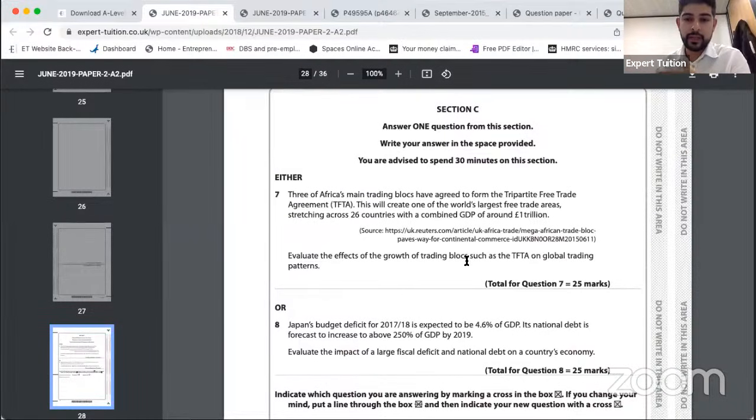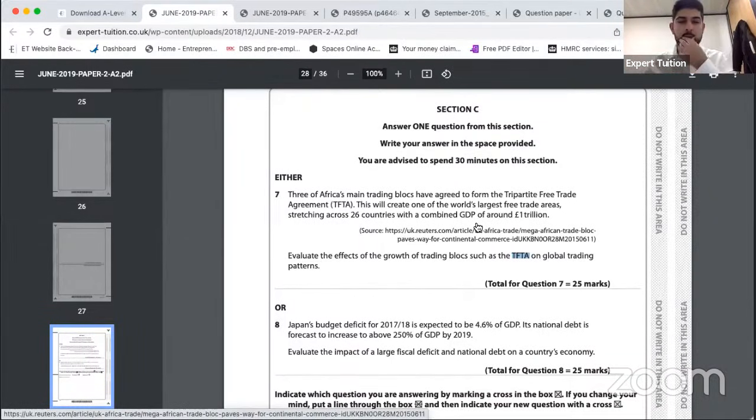A couple of things to note, by the way, is that they've given the TFTA as an example of a trading bloc. You're not limited to talking about them, nor do you even have to talk about them. There is obviously some data there that you could use, but you don't have to limit yourself to that. Okay, what do they mean by global trading patterns?